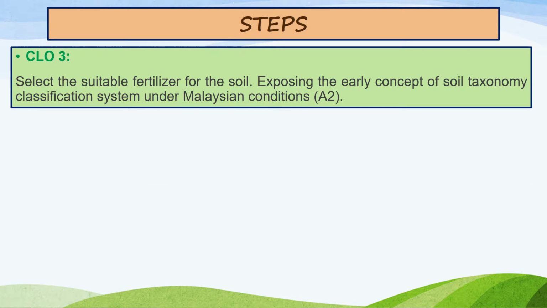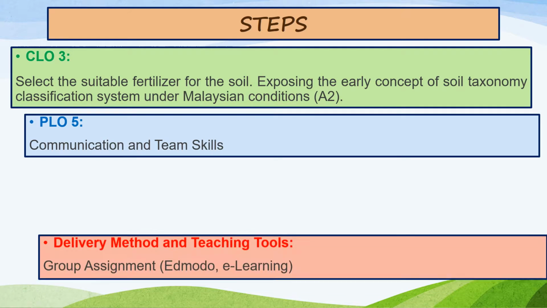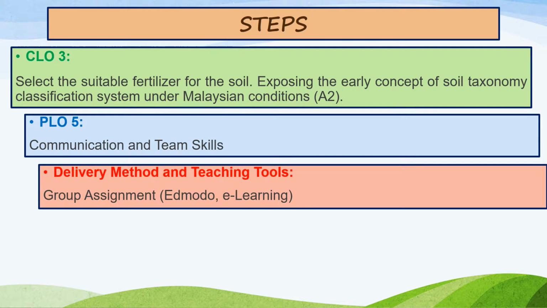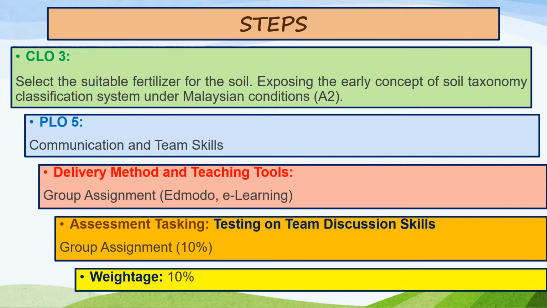The third CLO is categorized as Affective Level 2. It is met with PLO number 5, which is communication and team skills. The delivery method is via group assignment. Students are being assessed through group assignment, which tests on their team discussion skills. The total weightage for this CLO is 10%.